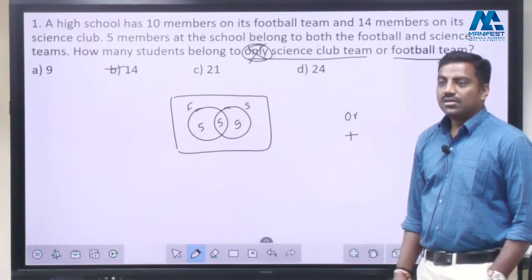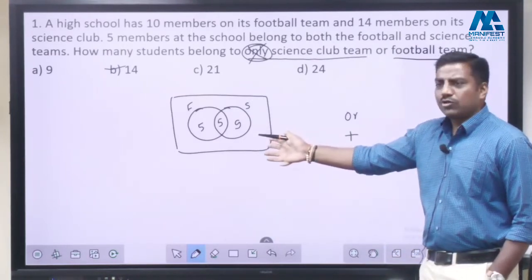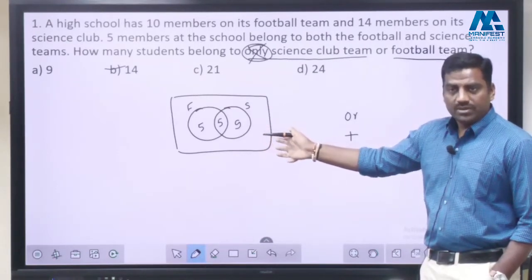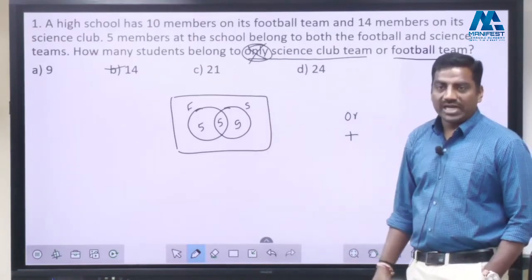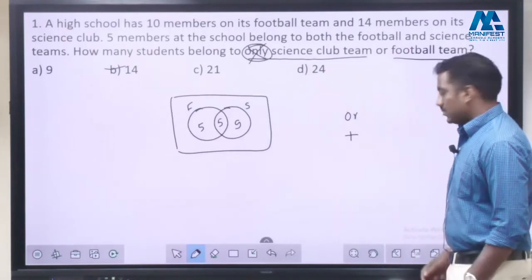How many? All 19. They haven't given anything with respect to the people who don't like both or who don't like neither of them. So don't worry about that. So 5, 5, 9. So 19 would have been our answer if "only" was not there. Done? Yeah?